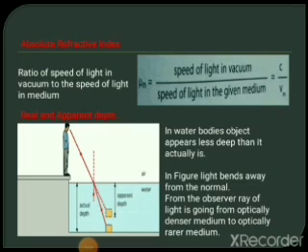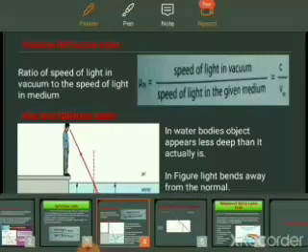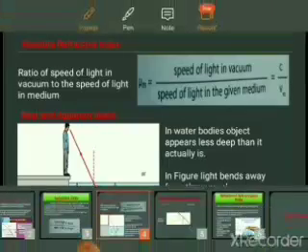When a ray of light goes from a denser medium to a rarer medium, it bends away from the normal. This is the normal, and it is bending away from the normal. As a result, this object will appear a little upward to this person. That is the apparent depth of the object. He will observe that this box is a little upward. That is the apparent depth he will observe.